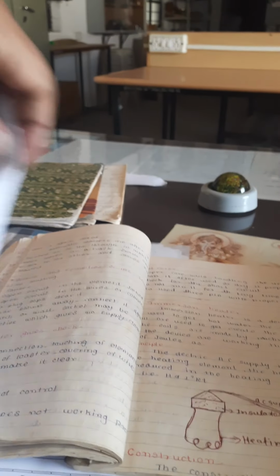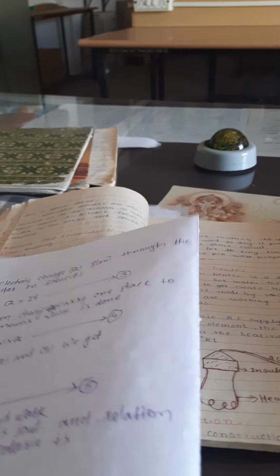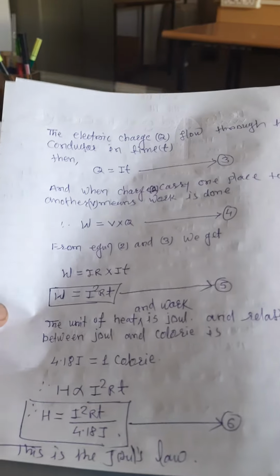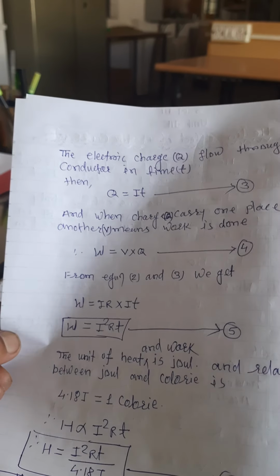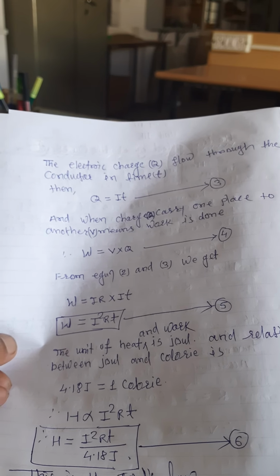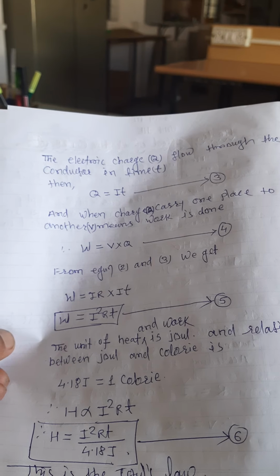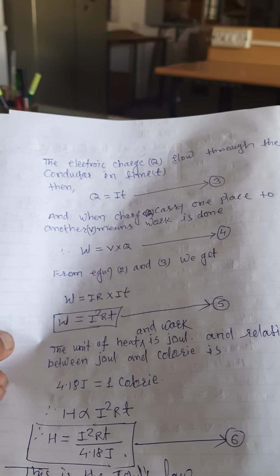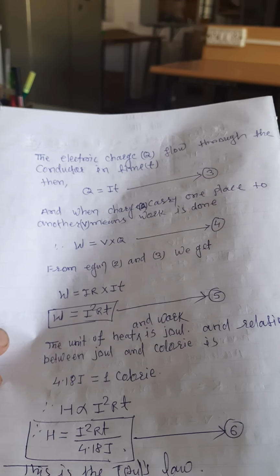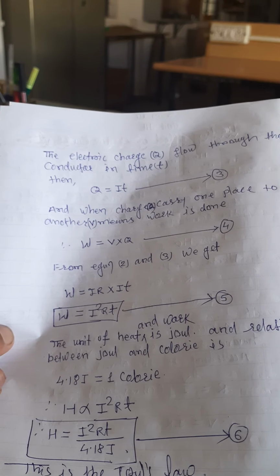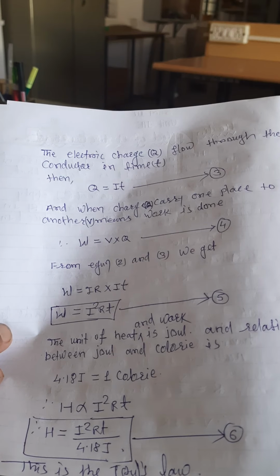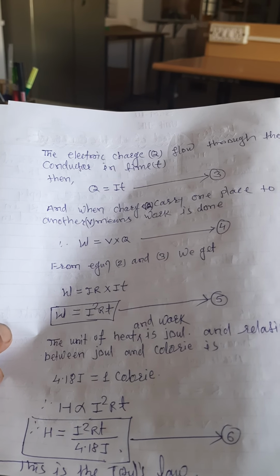Next step, the electric charge flows from one point to another point, which is the voltage. When the charge flows in time t, charge is equal to I T, where I is the current and t is the time. And when charge is carried from one place to another, there is work done. Work done, W, is equal to V into Q.